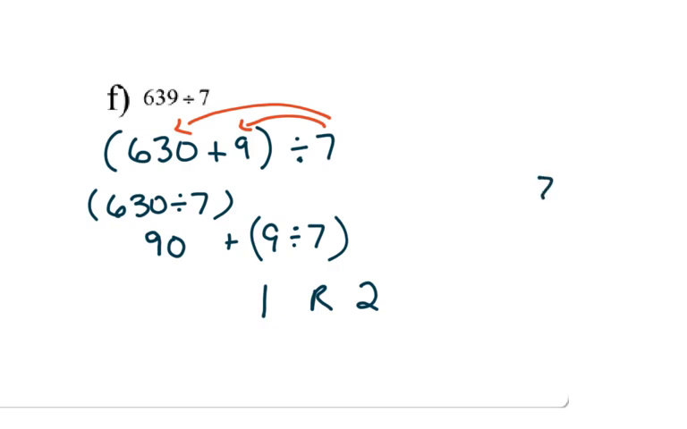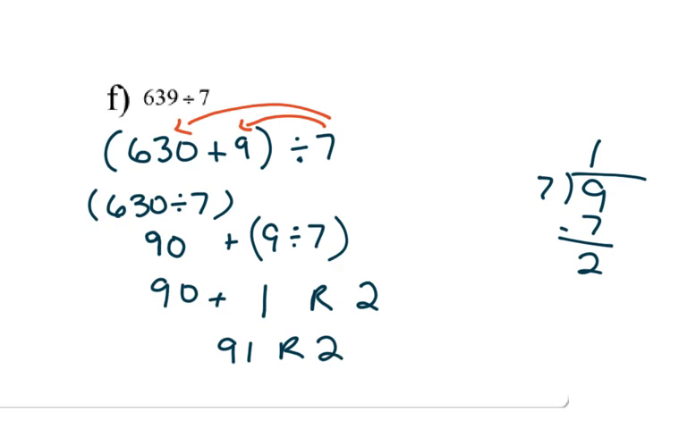Okay, and just in case you were wondering, here we go. 9 divided by 7, here's 1. Subtract that, we have a remainder of 2. And so we have 90 plus 1 with a remainder of 2. That's 91, remainder of 2.